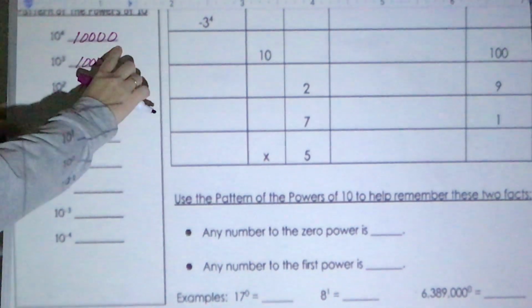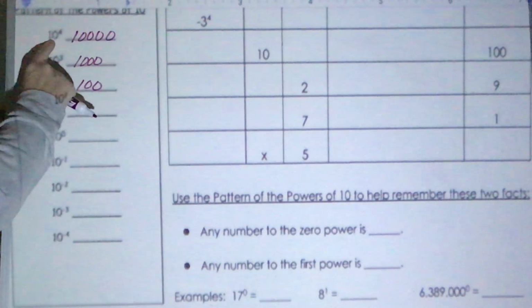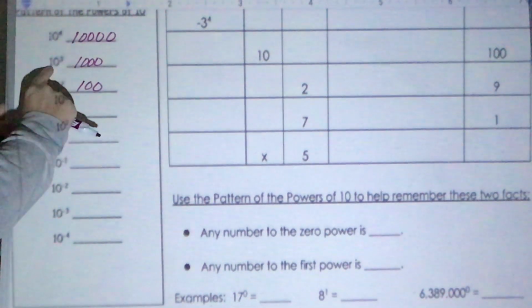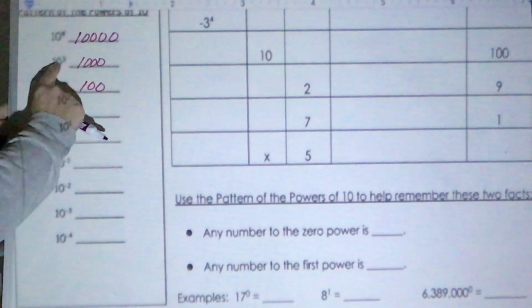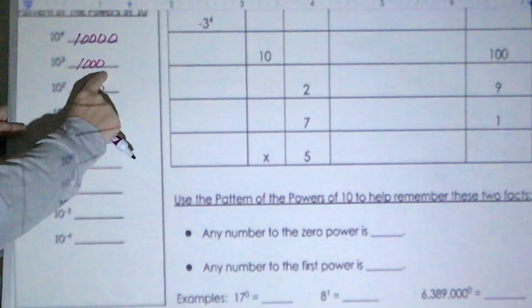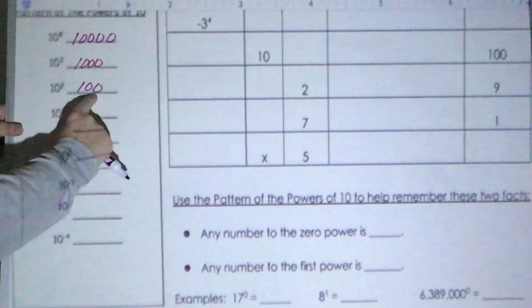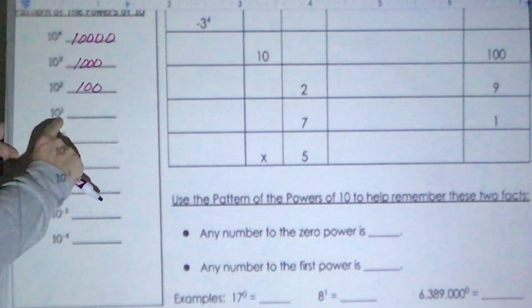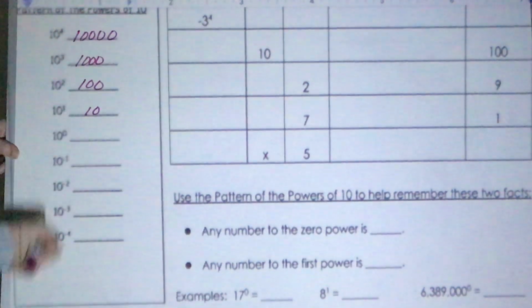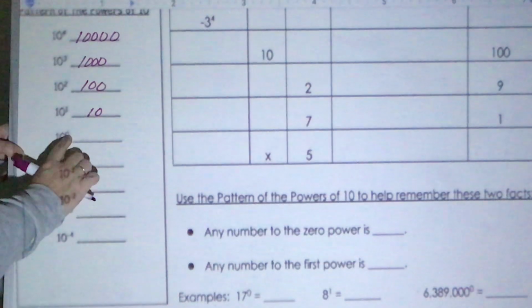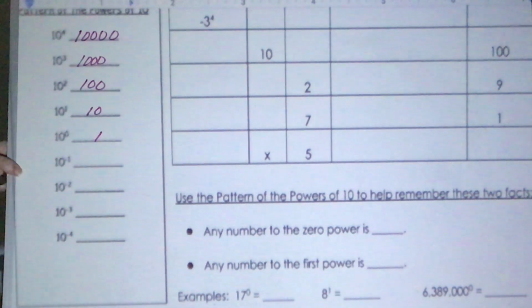10 to the 4th would be 10 times 10 times 10 times 10, which would end up being a 1 with 4 zeros. There's a neat trick with the tens that if you're doing 10 to any power, it's a 1 with that many zeros. So 10 to the 3rd is a 1 with 3 zeros. 10 to the 2nd is a 1 with 2 zeros. 10 to the 1st is a 1 with 1 zero. 10 to the 0 is a 1 with no zeros.